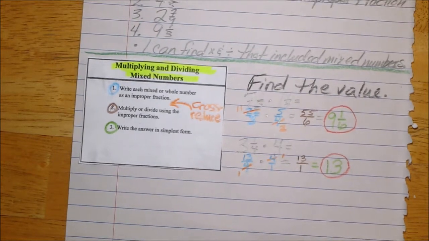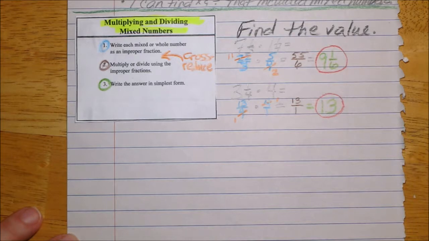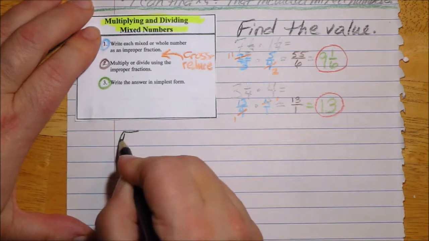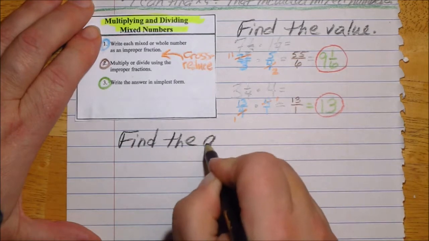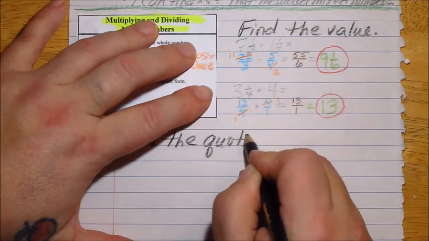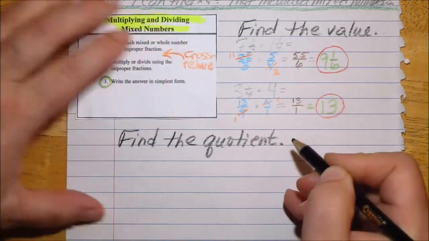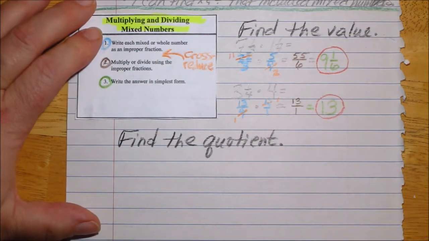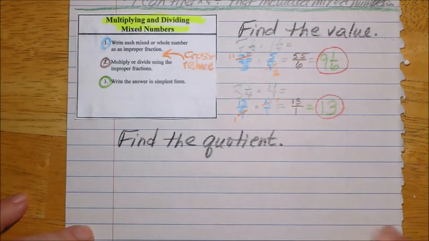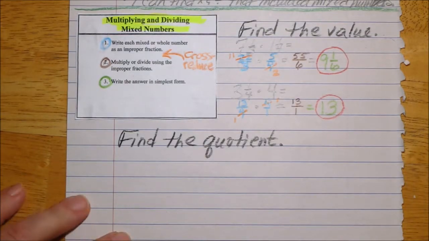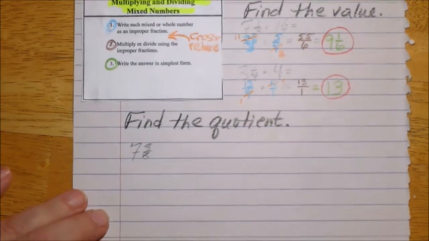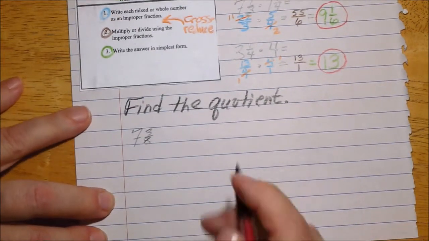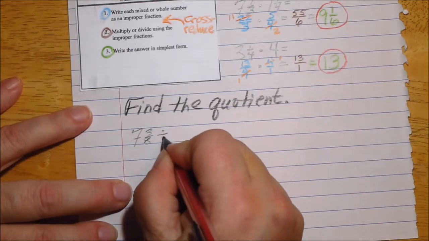Okay, all right, so let's look a little further then at how we do that with dividing, finding quotients. So with my black pencil over here, I'm going to write find the quotient. I really should have written up here find the product, but anyway. If you want to change that in your notes, that wouldn't be a bad idea. Okay, so first problem we're going to do is 7 3/8 divided by 1/2.